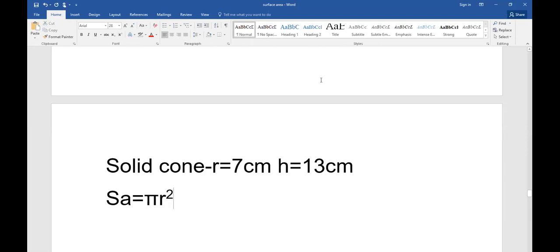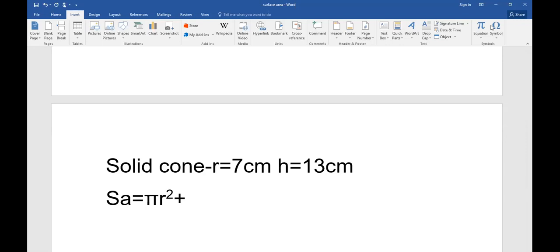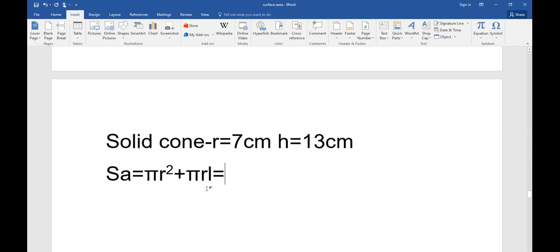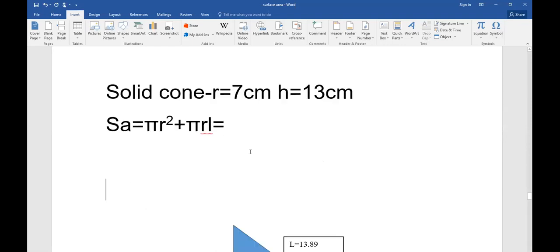Pi r squared. And then here is the plus pi r l. That's how you're going to do. Now, as you can see here, we don't have an L in this case because pi r squared is going to be very easy. Because pi r squared is going to be pi times radius, 7 squared.